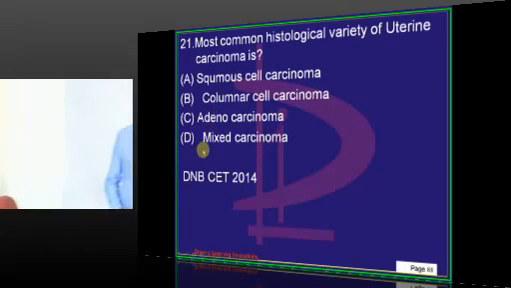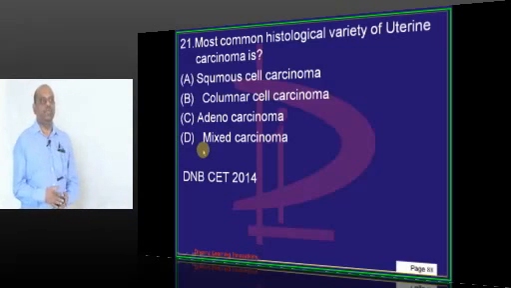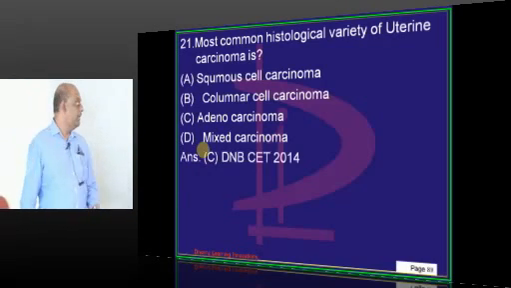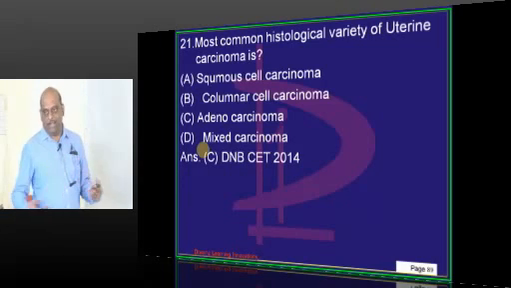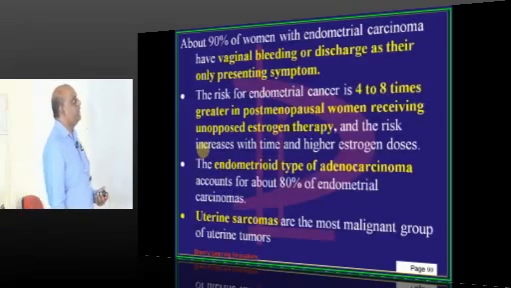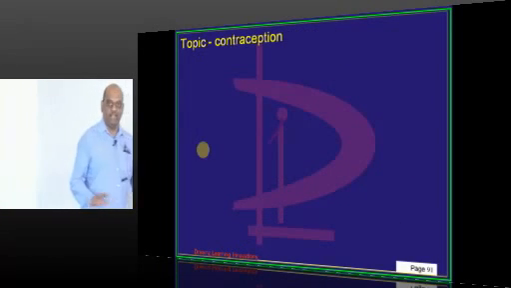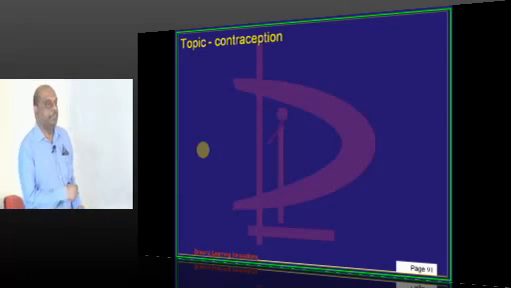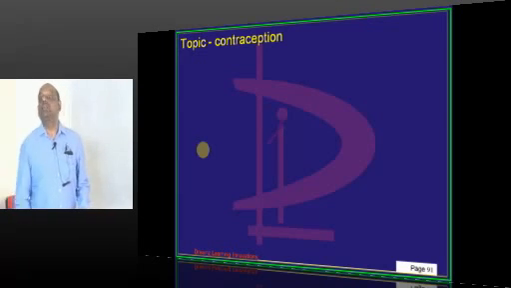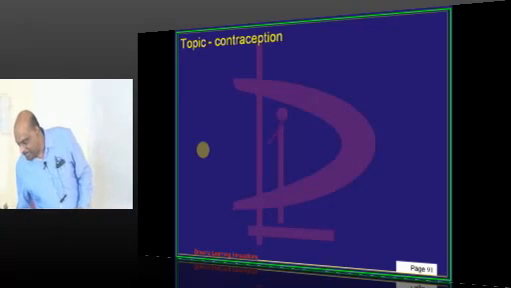Now, what is the most common histological variety of uterine cancer? So it is the adenocarcinoma, because endometrial cancer is all adeno. Endocervical cancer is also adeno, only ectocervical is squamous. That's the reason adeno is the predominant one. So that is the story of our topic number 1, which is carcinoma of cervix, is what you need to remember.